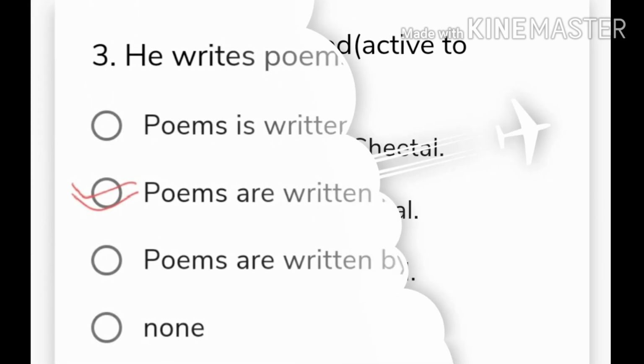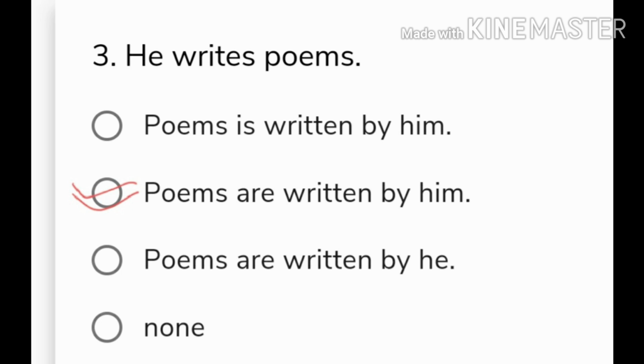Number 2, next question. He writes poems. Poems, the object is plural, so we will use are in simple present tense. So number 1 option is poems is written by him. This is wrong. Poems are written by him. This is the right answer. Number 3 option, poems are written by he. We cannot use he here. So number 2 is the right answer.